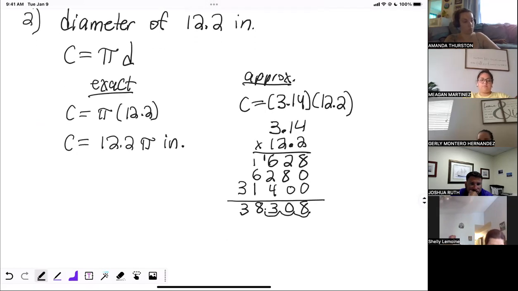So I know my answer is going to be circumference is 38.308 inches. And that would be our approximate answer. And that is our end of multiplying.